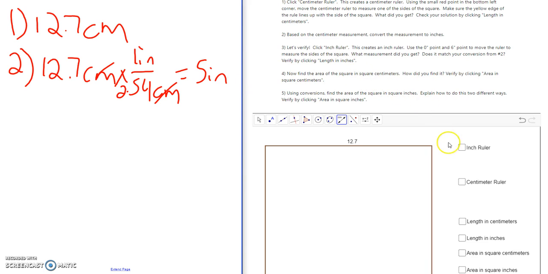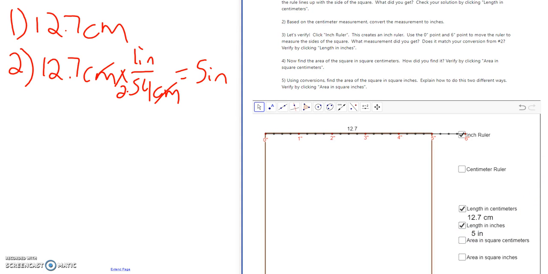I can verify this by clicking on the centimeter tool, or I'm sorry, the inch tool, and I can drag it over as well. Same idea, I'm going to lay 0 right on that segment. And if I look at what is right on the edge, it's 5 inches. So I know that my measurement of 5 inches is exactly what it should be. There I am, I've got my correct answer, and that's exactly what I'd want to see. If I wanted to double check, length in centimeters is 12.7 centimeters, length in inches is 5 inches. I've got the right measurements, which is all good so far.